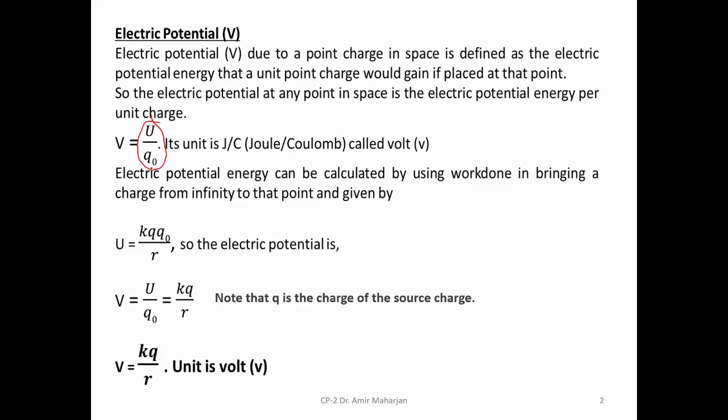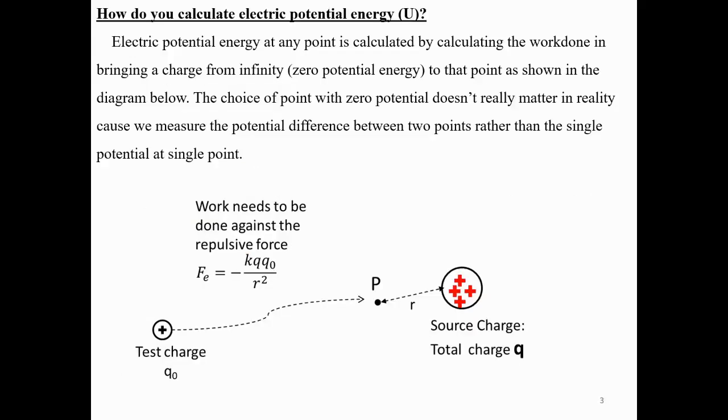Q naught is the test charge, and the symbol for electric potential is V, and its unit is joules per coulomb, and we call it volts. So the unit of electric potential is the volt. So how do you find the electric potential energy stored? This is the formula for electric potential energy stored for a test charge, but how do you find that? Then you're going to need some calculus.